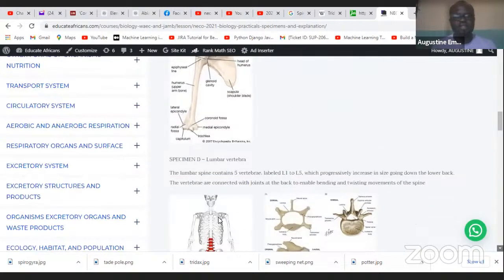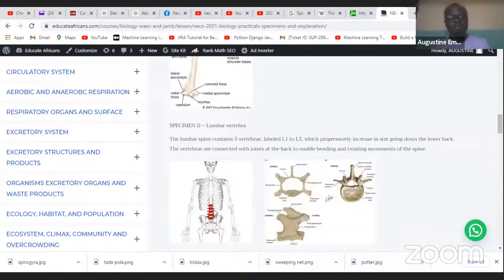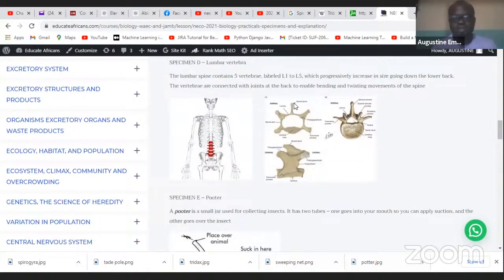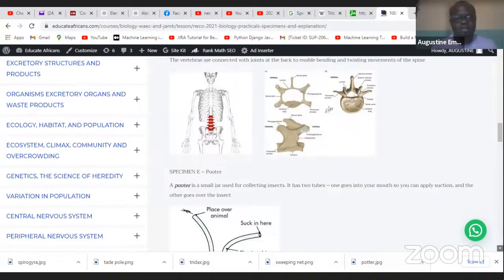Then you talk about the lumbar vertebrae that is just close to the hip. It consists of 5 vertebrae and it progressively increases in size going down the lower back. The vertebrae are connected with joints at the back to enable bending and twisting of the spine. This helps to bend and twist your spine. That's the function of the lumbar vertebrae. So take note, you can see the sketches, take note of this very long neural spine. Take note of all these in the diagrams.